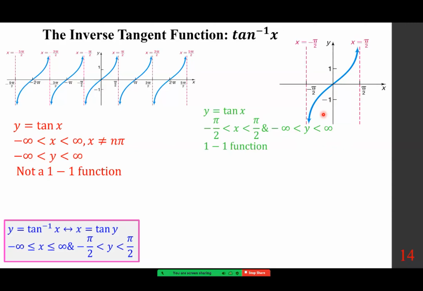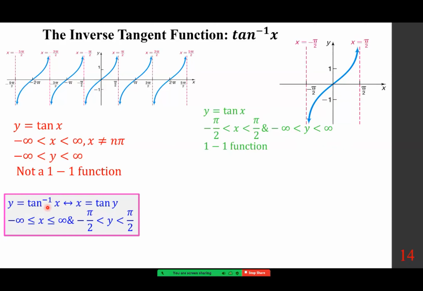So we write y equals tan inverse of x. That means x equals tan y. Remember here, the range y is between negative and positive infinity. Now the domain x is between negative and positive infinity. Over here for tan x, the domain goes from negative pi over 2 to pi over 2. In this case, the range y goes between negative pi over 2 and pi over 2 for tan inverse.